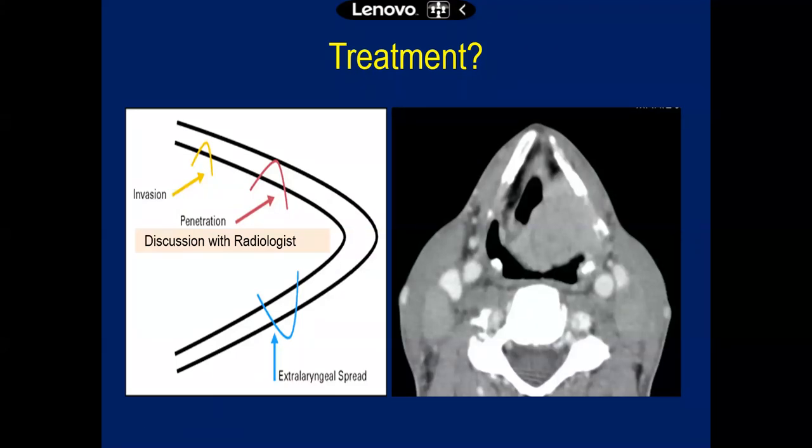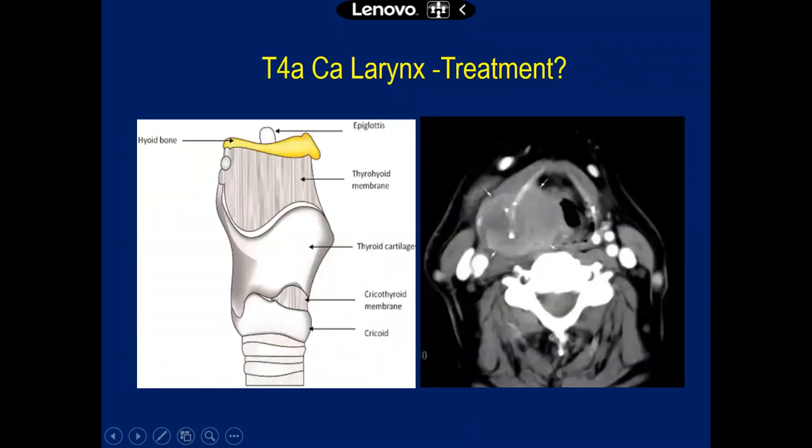Very honest with you, we have to properly discuss with the radiologist and discuss if there is any extralaryngeal spread. Then you have to consider that patient for surgery. There's no doubt. But if the patient does not have any through and through cartilage destruction, then one option is to consider that patient for chemoradiation if there is no aspiration.